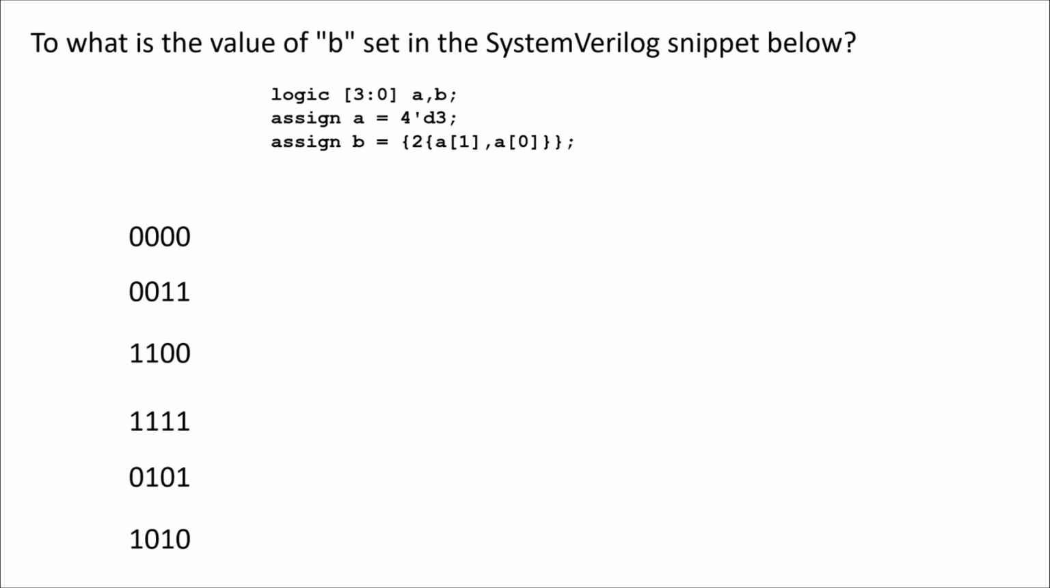Oh, wait a minute, did I do that wrong? A is 3. Bit 1 is 1, so it should be 1, 1. The 2 is wrapping the 2 sets of 2 bits. Oh, yes, sorry. Thank you. I missed that. You're right. The braces wrap around A, 1, and 0. So we're duplicating not just bit 1 on A, we're duplicating the pair. So it's going to be 1, 1, 1, 1, right? Yeah, we're going to take 1, 1 and duplicate that 2 times. Yes, thank you. 1, 1, 1, 1.